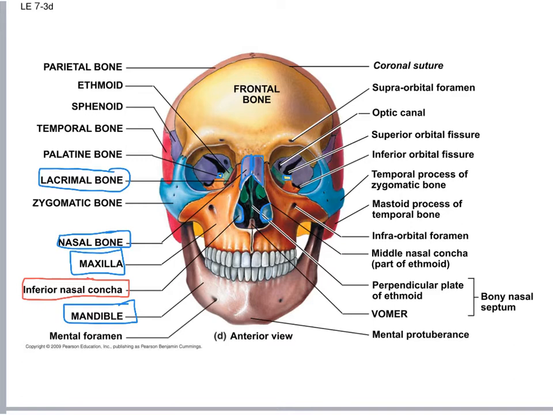We also have this blue bone up here that makes up the cheek of your skull. That's called the zygomatic bone. Those are your cheekbones, so there's a right and a left.